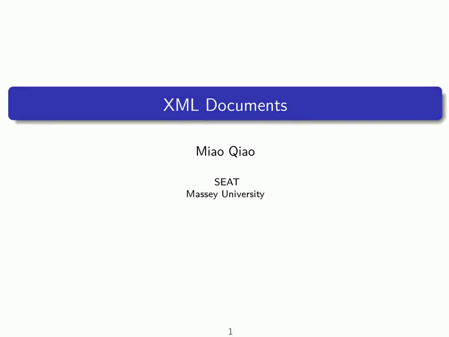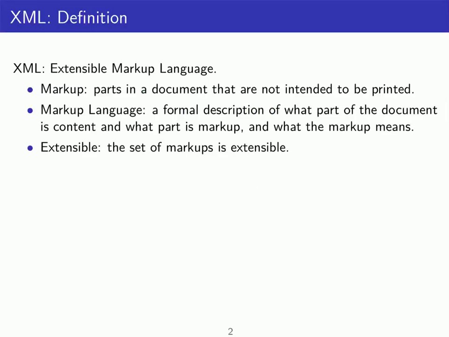XML is a typical document store, which is an alternative to traditional relational database management systems. It provides a standard for data storage, representation, and exchange, especially for data exchange on the Internet. XML is the abbreviation of Extensible Markup Language.